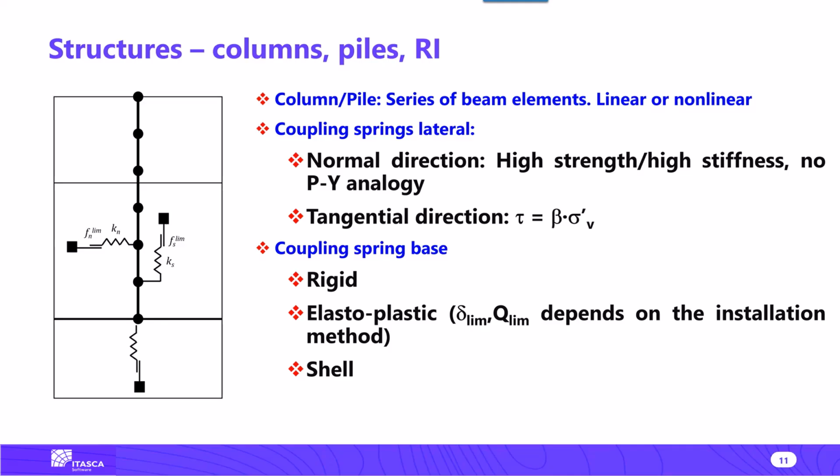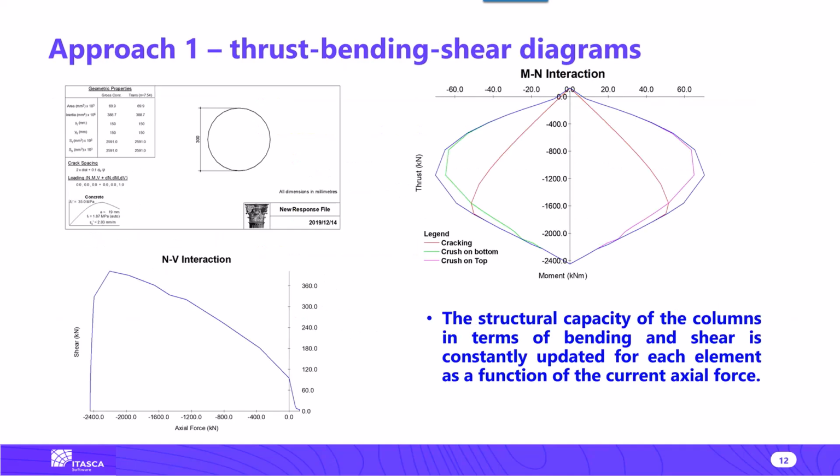So in the vertical direction, we could, let's say, see those coupling springs similar to a T-zeta curve, something like a localized failure. For the base, it could go rigid, elastoplastic, or, as we will see later on, use a shell element to capture the size of the column or the pile. So the element itself can allow for nonlinearity.